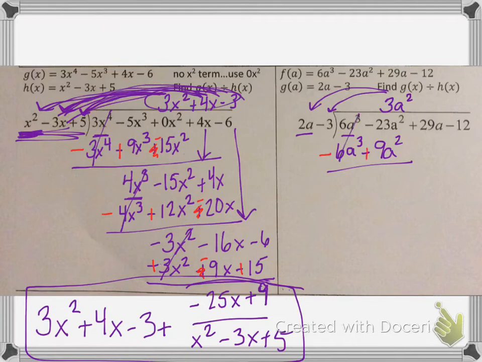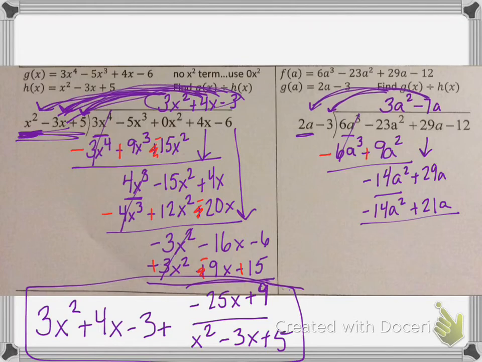So those cancel. Negative 23a plus 9a would be negative 14a squared, I believe. Yep. And now I bring down my next term, plus 29a. Cycle 1 is done. Let's repeat the process. 2a times what gives me negative 14a squared? That would be negative 7a. Now I take the negative 7a and distribute it through all those. Negative 7a times 2a is negative 14a squared. And negative 7a times negative 3 would be positive 21a.